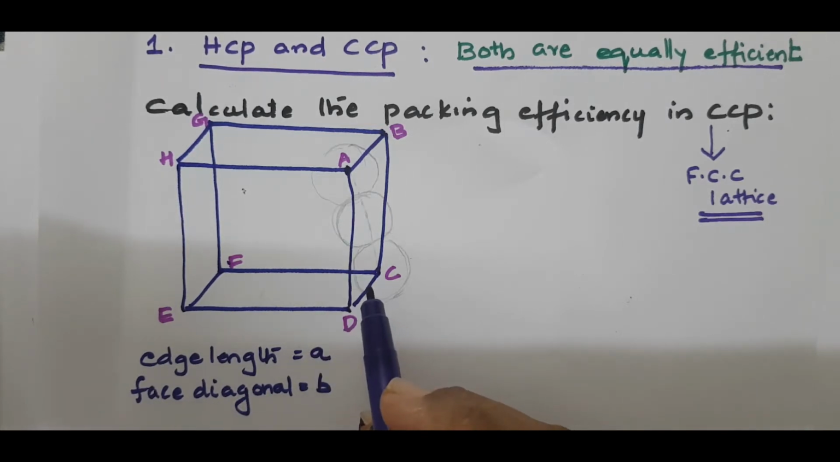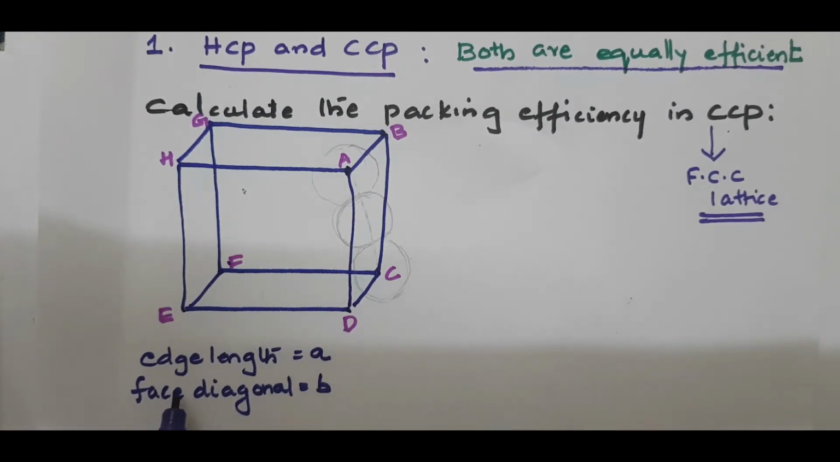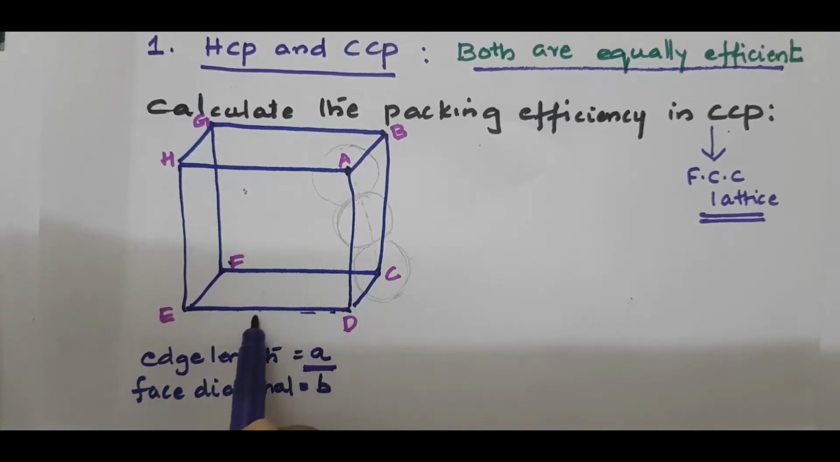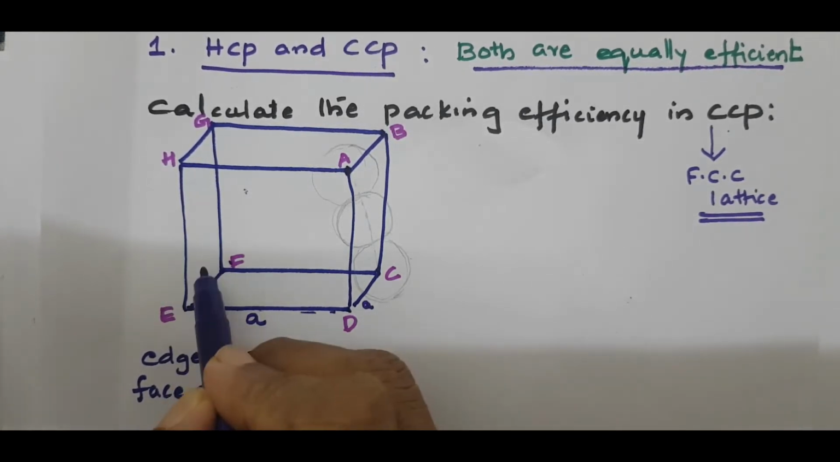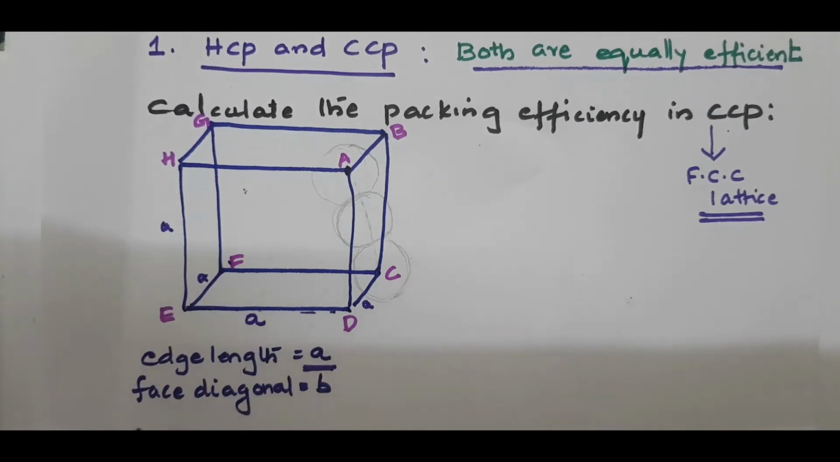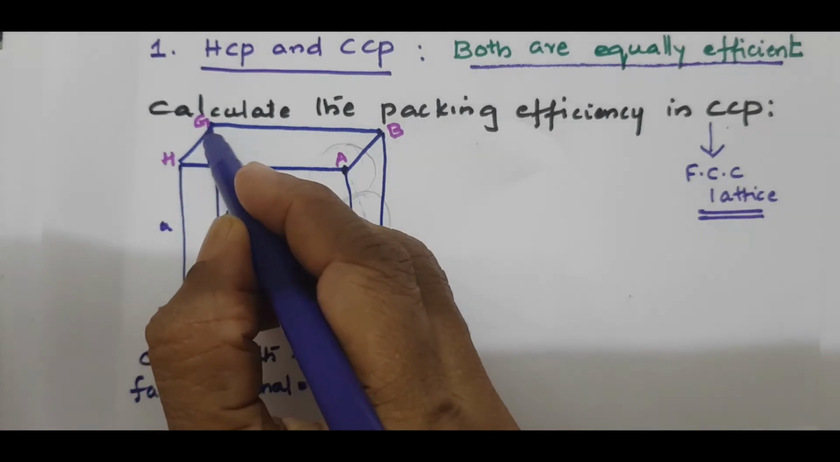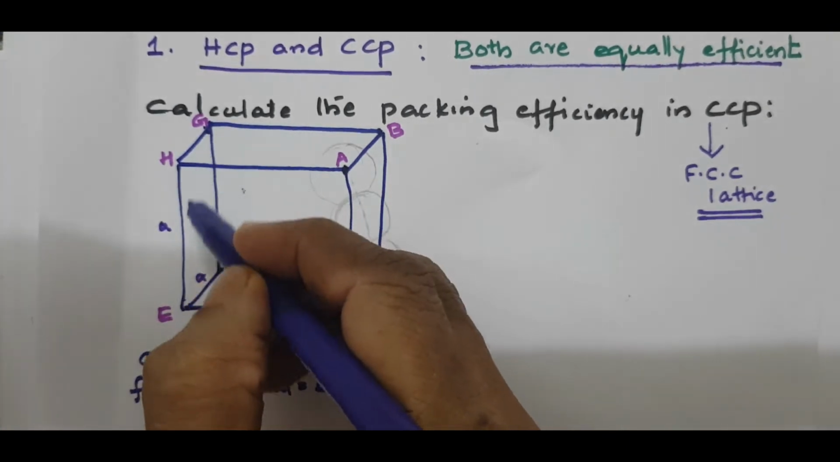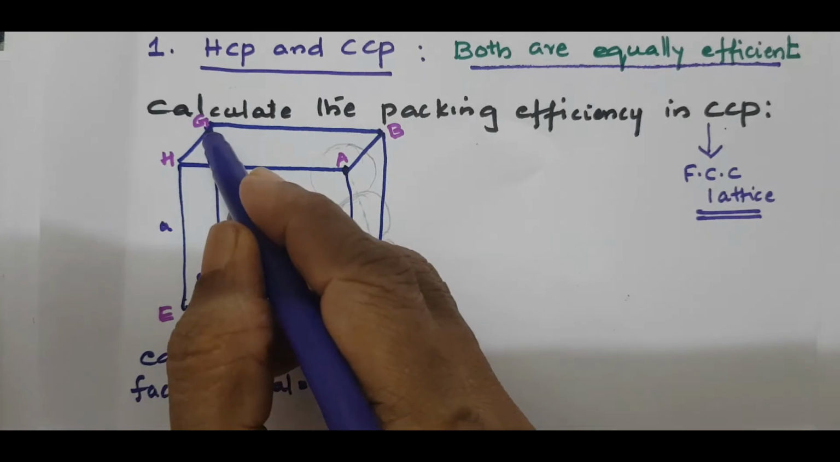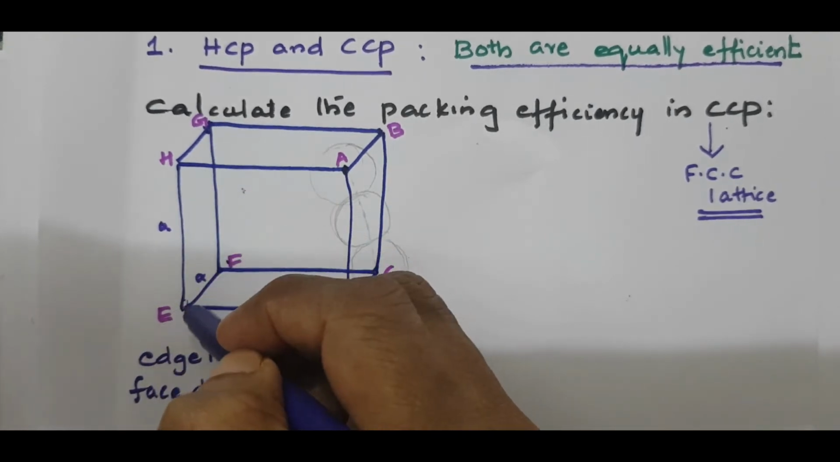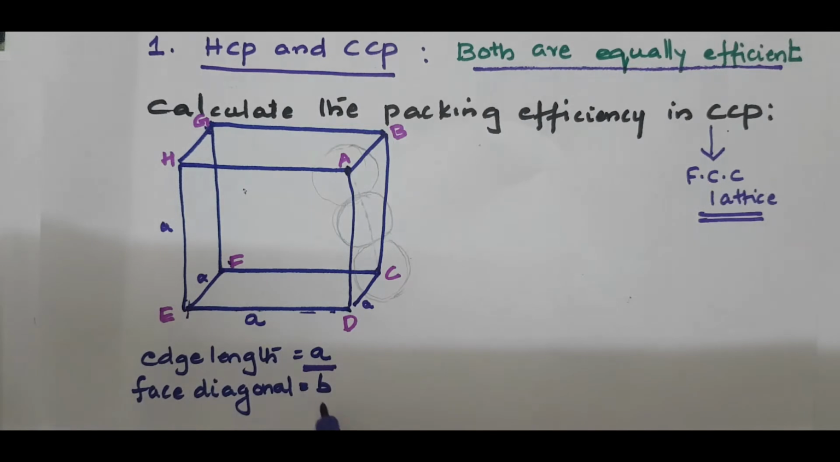Now you have to consider that the unit cell edge length will be A. You know, the edge length means this. All the edge lengths are A. This is also A. This is also A. So all are A. So let the edge length be A and the face diagonal be B. What is a face diagonal? A face diagonal means the diagonal of any face. If you consider G and E, we can consider this a face diagonal. If you draw a line between G and E, then we can say it is B.